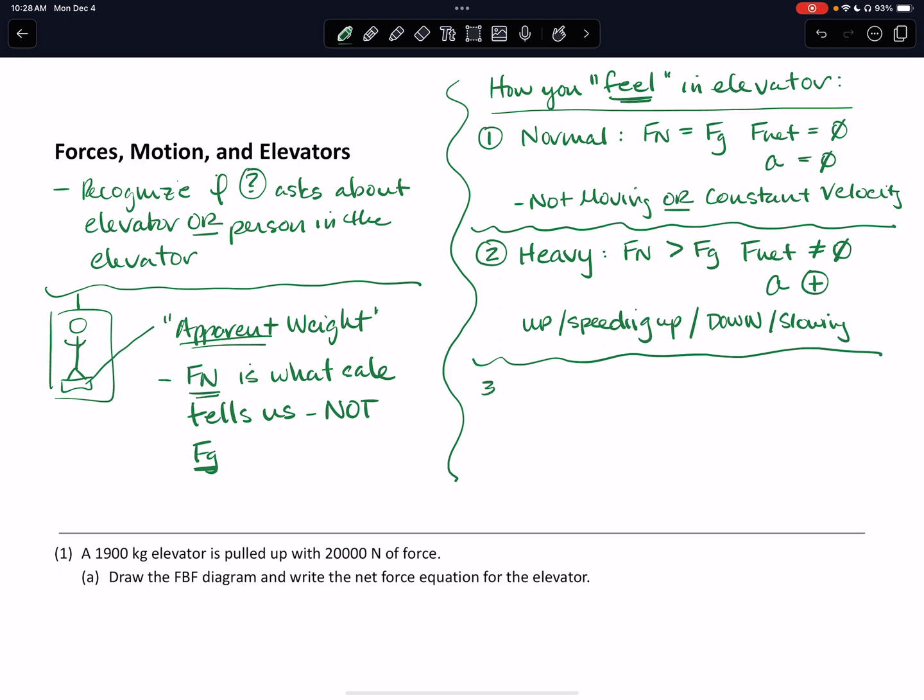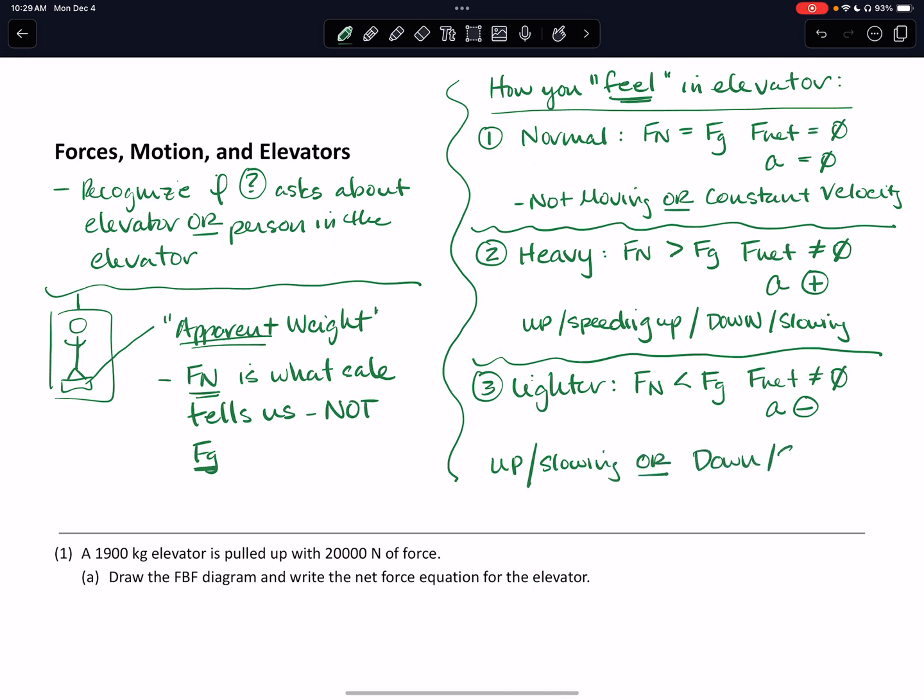And then our last option, if you feel lighter. That's going to happen when your normal force is less than your gravitational force. And again, when this happens, F net cannot be zero, and because the gravitational force is greater and it's got a negative sign, your acceleration value will also be negative. So when this happens, you're either moving up and slowing, or you're moving down and speeding up.